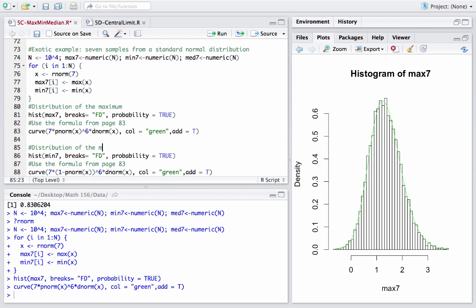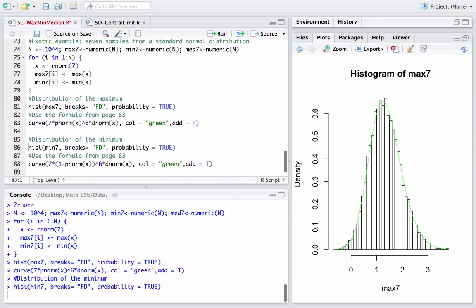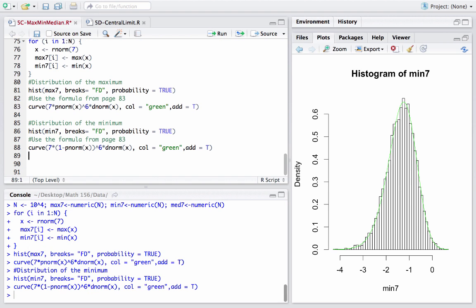Paul wrote maximum here, but he meant minimum. And again, you see this one has a bit more of a skew to it, but using the formula we get a nice approximation. So this is sort of a very generalizable idea of sampling distributions and order statistics with a couple of visual examples.